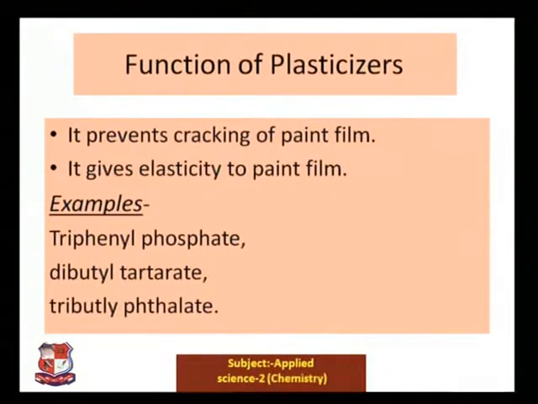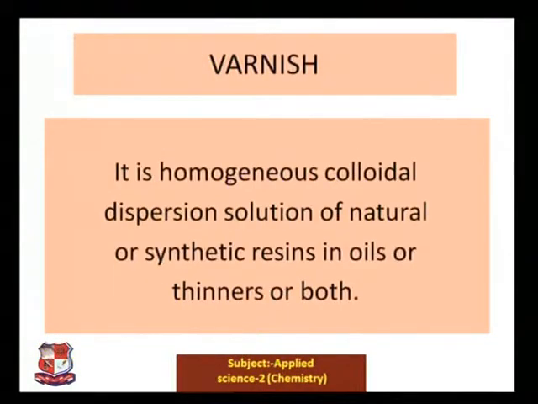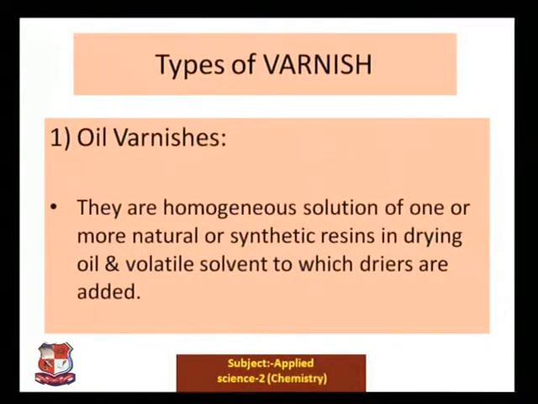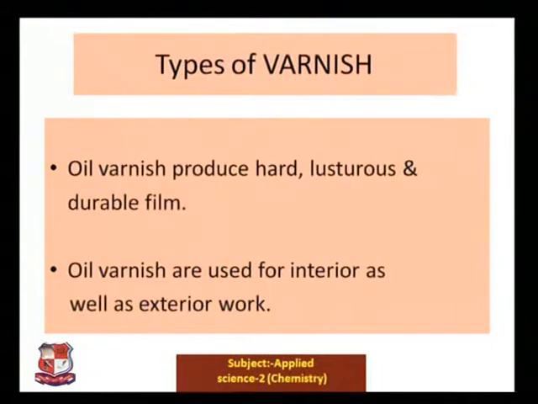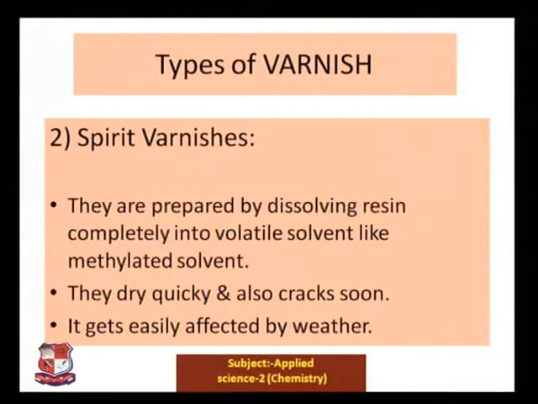Role of the plasticizers. As you know, the name itself suggests that it gives elasticity to the paint films, and that is why quick cracking of the paint film is avoided. Varnish, as shown here, is a homogeneous colloidal dispersion solution of natural or synthetic resins in oil or thinners or both. Two types of varnishes: one is oil varnish, another is spirit varnish. Oil varnish, on comparison, produces a hard, lustrous and durable film, but spirit varnish forms a film that basically dries quickly and also cracks soon.